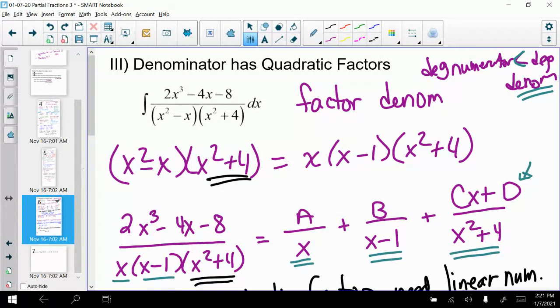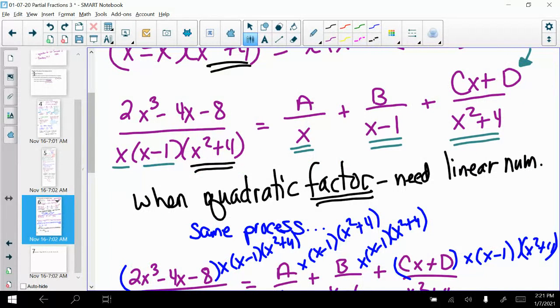So if you have the x squared plus 4 as your factor, or if your factor is a quadratic, then you need to have that linear numerator. And so that's the big difference in the type 3 problems, okay? Other than that, they set up the same, so we finished factoring it. A over a first factor, B over a second factor, Cx plus D over our third factor.